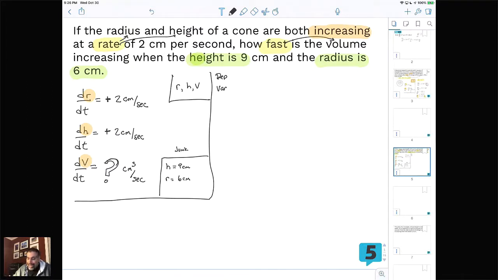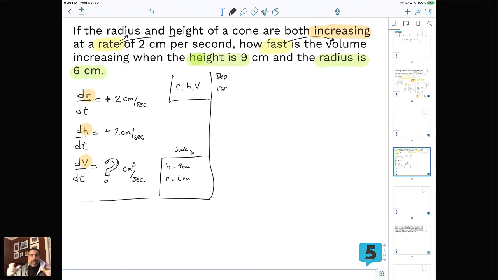It's where I put any information which I think is going to be important, but I'm not sure how it fits into the problem yet. So that height being 9 and that radius being 6 go in that junk box of mine. The only other thing I want to say about the junk box, or in this case the height and the radius, is that you have to be careful.